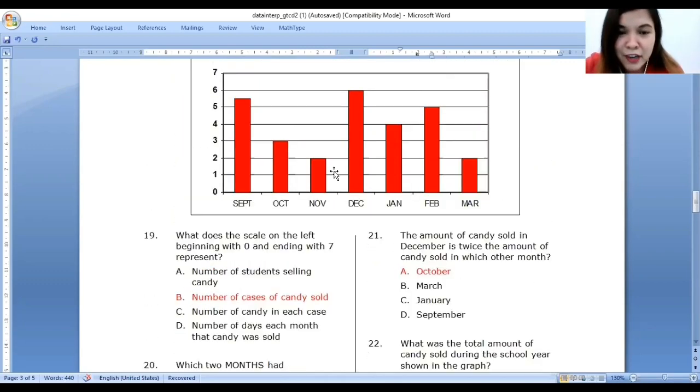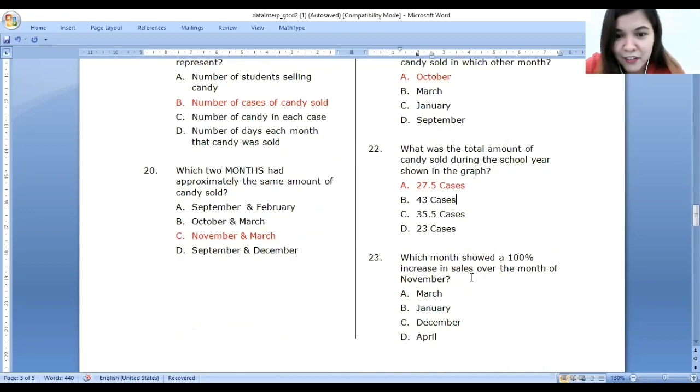So, tingnan muna natin kung ano ba meron sa November. Ilang case ang kanilang nabentang candy. So, 2 cases. So, kailangan humanap ka ng madodoble siya lagpas ng November na dapat 4 cases. So, kung makikita nyo, kita-kita naman, ang may 4 cases, January. So, the answer here now is letter B, January.